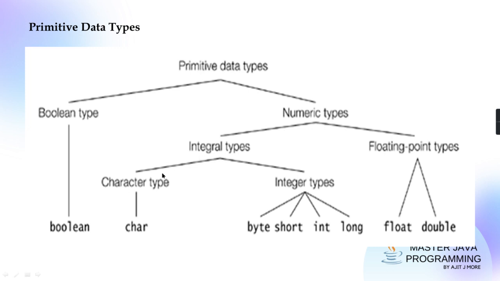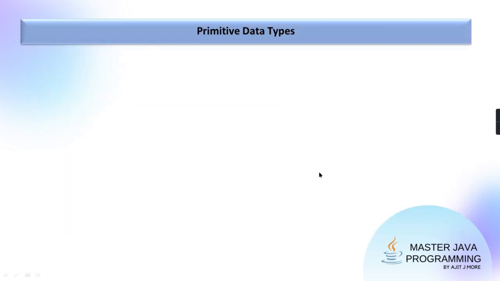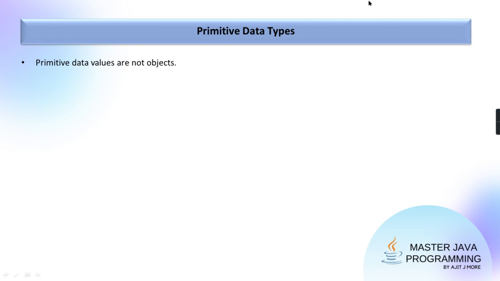Now in integral there are also 2: unsigned and signed. In the unsigned category, by default, comes char, character. And in the signed category these 4 come: byte, short, int, long. And in floating point you have 2, that is float and double. So altogether there are 8 data types. Right guys? I hope it is clear to you. Then what is a primitive data type?